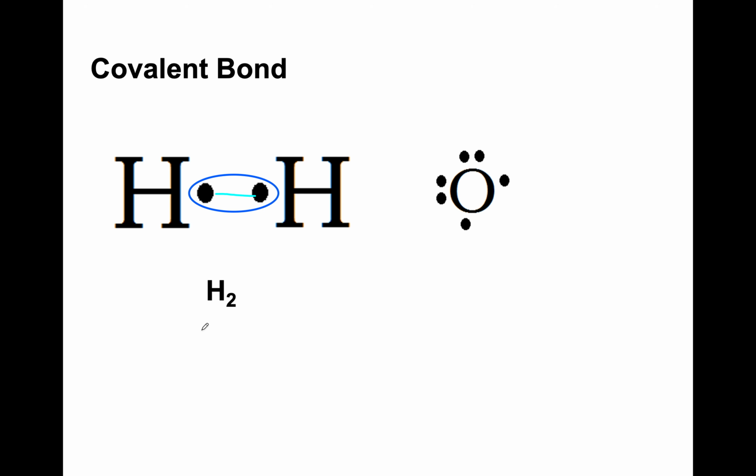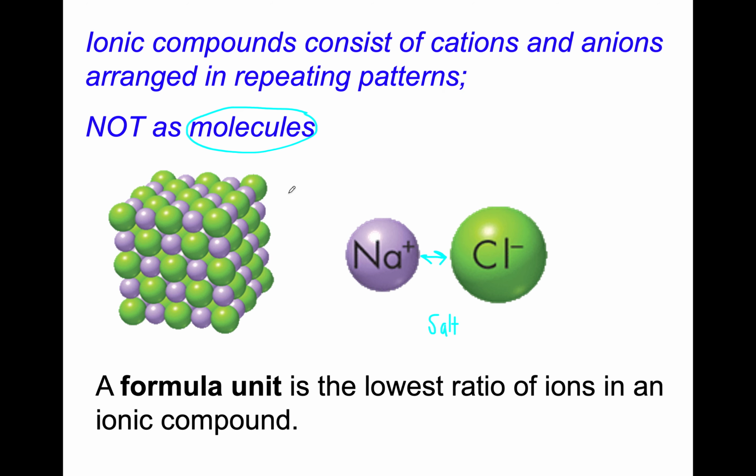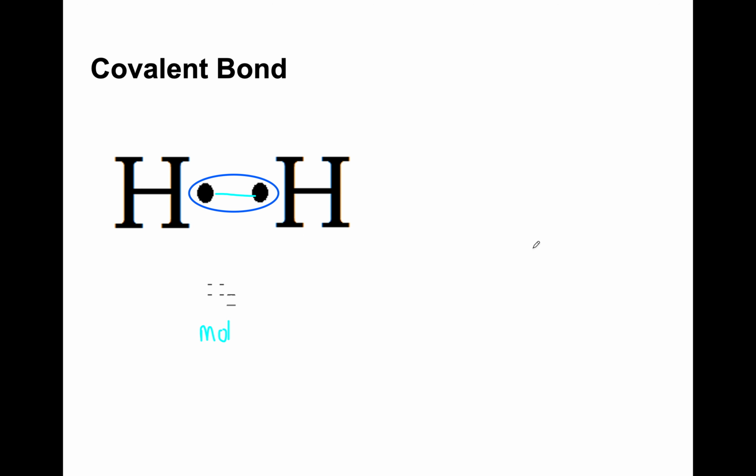H2, this is a molecule, okay? This bond does not exist in ionic compounds. That's an attraction because you see the charges here, whereas over here, we don't have any charges. We have a sharing of an electron pair, okay? Let's look at another example.